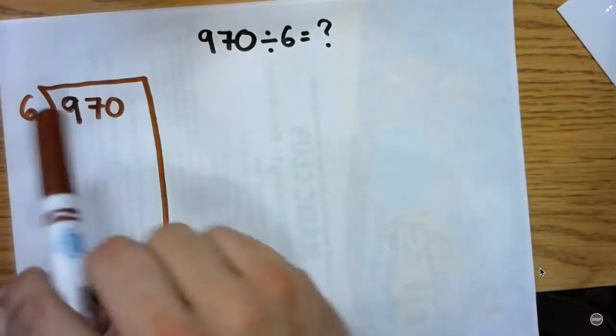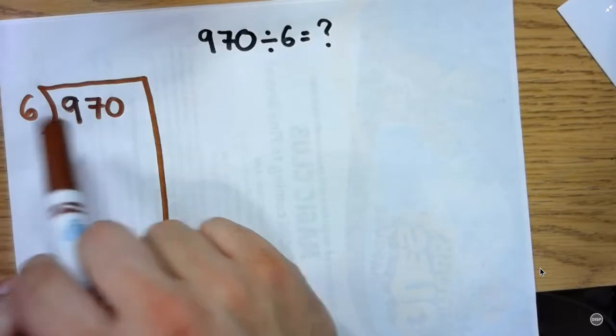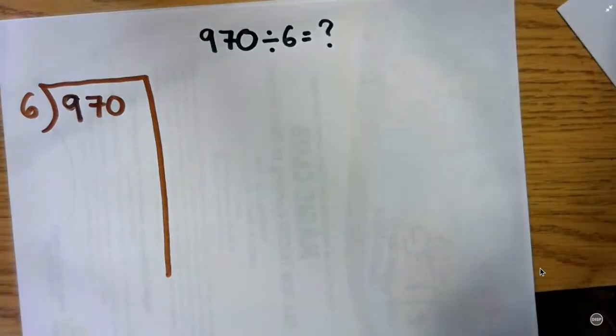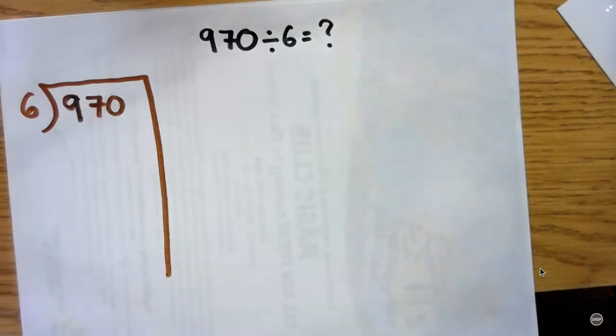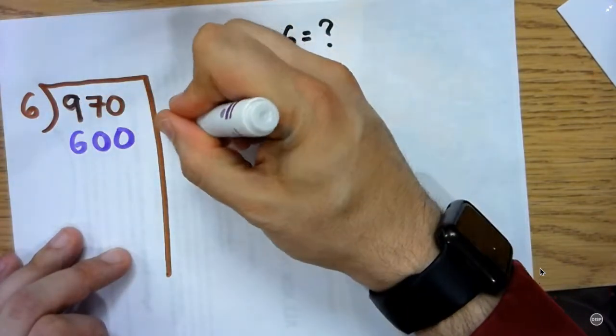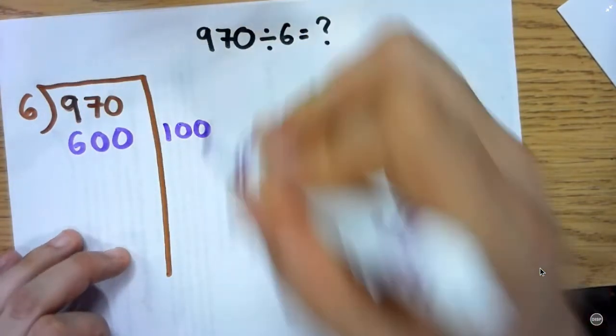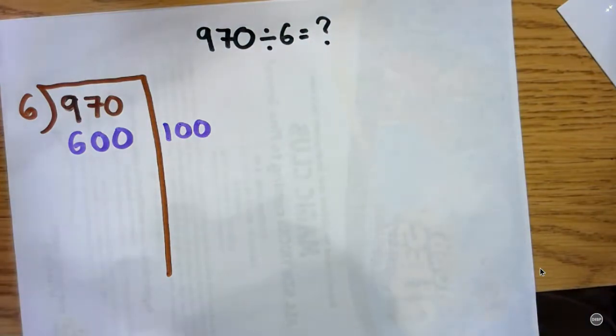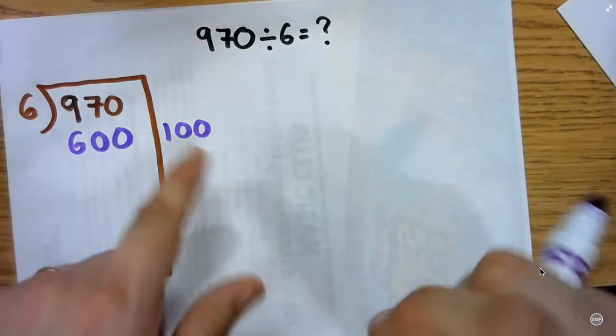Immediately what jumps to my mind is because 900 is bigger than 600, to make my life a little easier here, let me just take out 600. So I'm going to remove 600. 6 goes into 600 100 times. That's always a nice way to just get a jump start here.